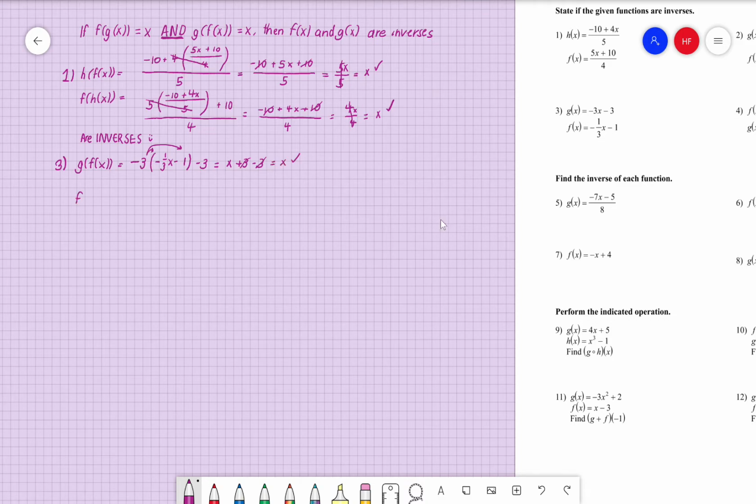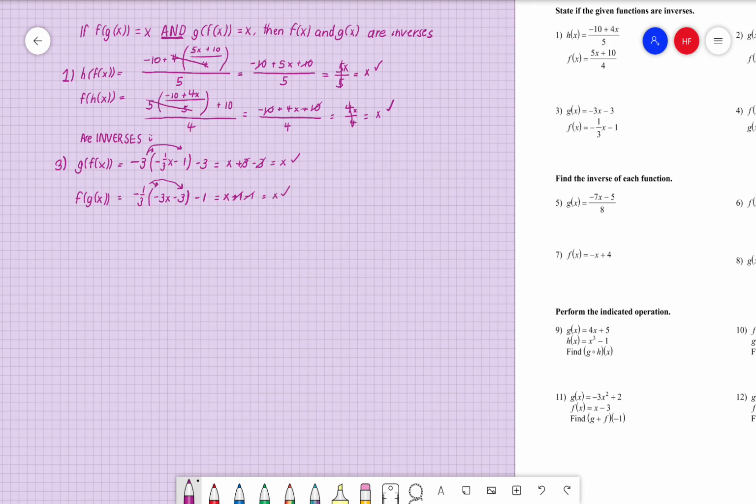Now let's check f of g of x. So f of x is negative 1/3 times x, which is going to be negative 3x minus 3, and then minus 1. So let's distribute this negative 1/3. Negative 1/3 times negative 3x gives me 1x. Negative 1/3 times negative 3 gives me positive 1. And then minus 1, 1 minus 1, they cancel each other out, we get just x.